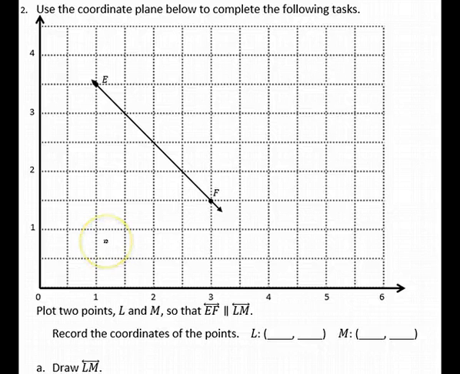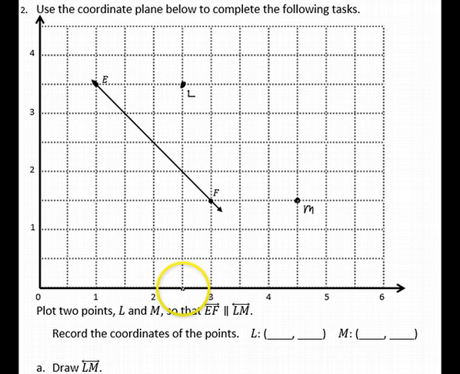The next direction says to draw 2 points L and M so that line EF is parallel to line LM. And we're going to record the coordinates of those points as well. So again, if I want my line to be parallel to EF, I need to make sure that the line stays a set distance apart at every point. So if I start at point E, and I'm just going to randomly choose to move over 3 units from the E, and I will label that point L. That means if I drop down to point F, I need to move over 3 units as well, and I'll label that point M.